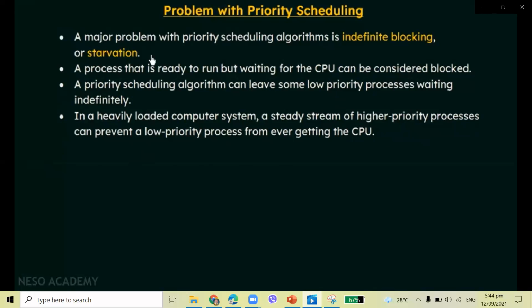It is starved from the CPU. So that is what we mean by indefinite blocking or starvation. So that is one problem which we have with this priority scheduling.